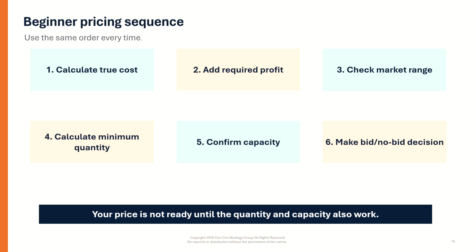Here's the process that you need to follow before you submit a bid. 1. Calculate true cost. 2. Add required profit. 3. Check the market price range. 4. Calculate minimum quantity. 5. Confirm your capacity. 6. Make the bid or no bid decision based on facts, not intuition. Your price is not ready until the quantity and capacity also work.